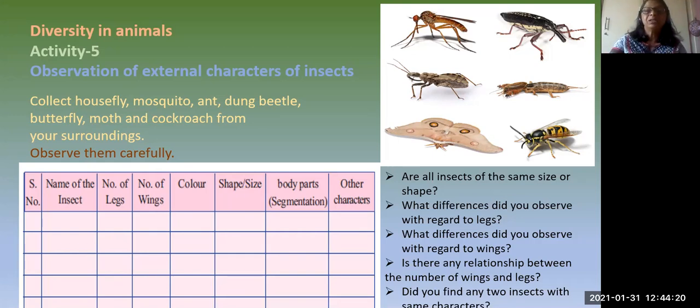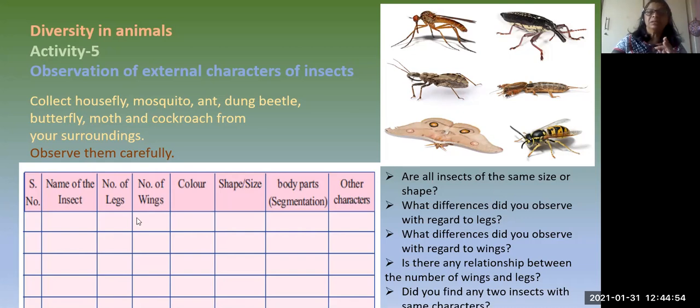Okay. Ant, dung beetle, you know dung beetle, this is a dung beetle. Butterfly, then moth, okay, and cockroach. So housefly is there, and then mosquito is there. Okay, all this. This is the cockroach, and this is the dung beetle. So like that, you collect all these pictures, and then check what characters they are having, and what differences they are having in those particular characters.